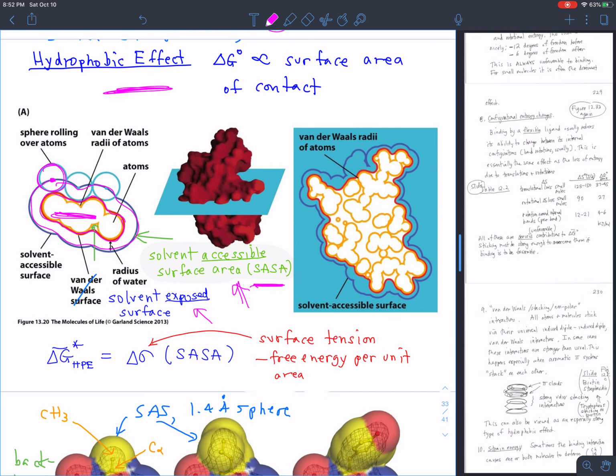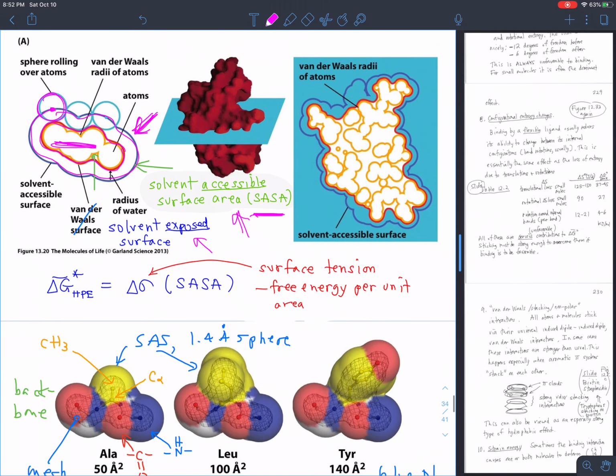And according to what I said above, the strength or the size of the hydrophobic effect ought to be proportional, or roughly proportional anyway, to the size of this solvent accessible surface area. And here's the actual relationship. It's very simple. Here's the delta G due to the hydrophobic effect. Let's call it HPE for now. It's equal to the size of the solvent accessible surface area, the SASA, times a quantity called the surface tension, which is a free energy per unit surface area. So free energy per area times area gives you free energy. That makes sense. What is this surface tension?